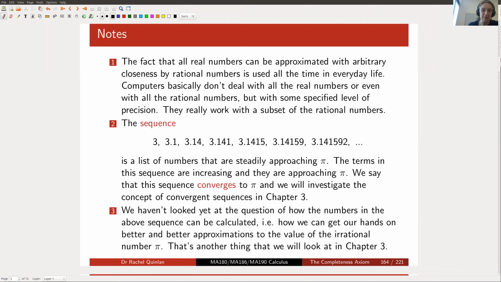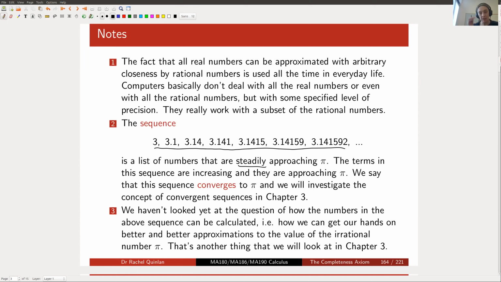Okay, second remark here, the sequence of truncated decimal representations of pi, that's a sequence, and we're going to have a formal meaning of sequence in chapter 3, but it just means an infinite list of numbers. So the sequence here, whose first term is 3, second term is 3.1, and so on, that's a list of numbers that are, okay, the word steadily here, you could ask for a formal definition of that, and I'm not going to give one, but it's a list of numbers that's approaching pi. Its members, the terms in that list, are getting nearer to pi.